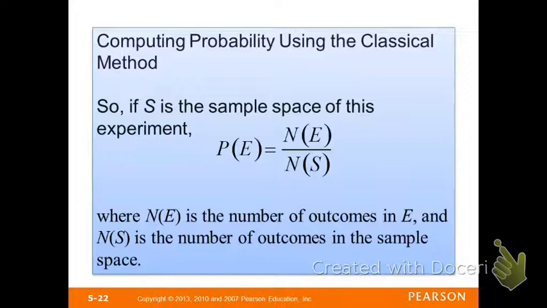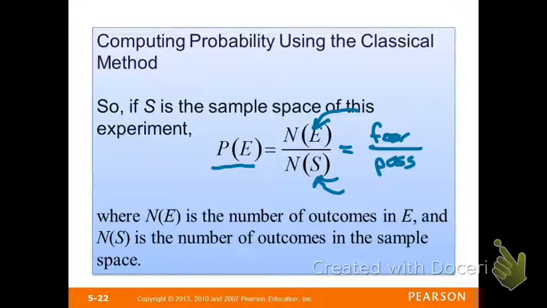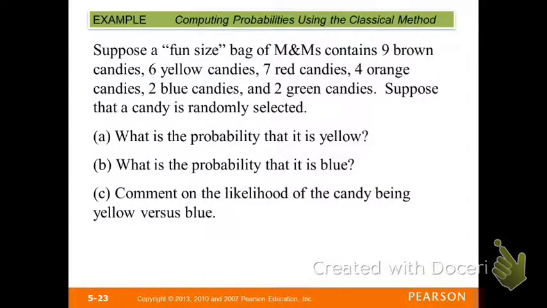So if S is the sample space of this experiment, again, this is another way of saying the same thing. The probability of E occurring is the number of times that E occurs divided by the total number of things in the sample space. Again, that's favorable outcomes over possible outcomes. So favorable over possible. This is basic, simple probability, and this example shows that.